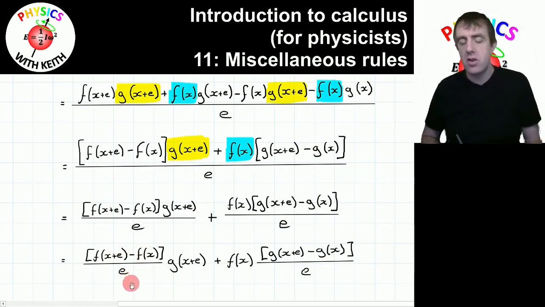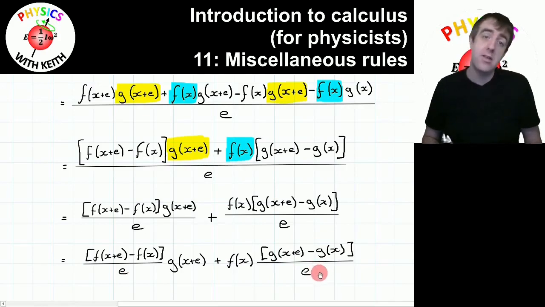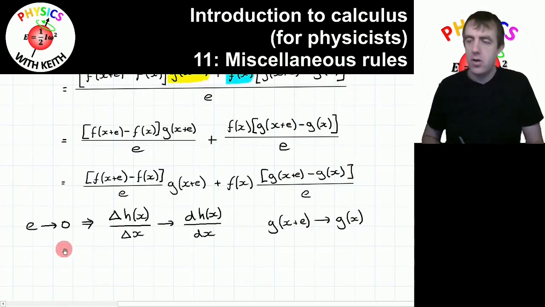That is how we originally derived the expression for working out the derivative of the f of x. So this is just the derivative of f of x. And this term over here is just the derivative of g of x. And if you're not sure about that, look back at that derivation video. So when we use the limits that e approaches 0, this thing here becomes dh by dx. But also this term here, g of x plus e, approaches g of x.